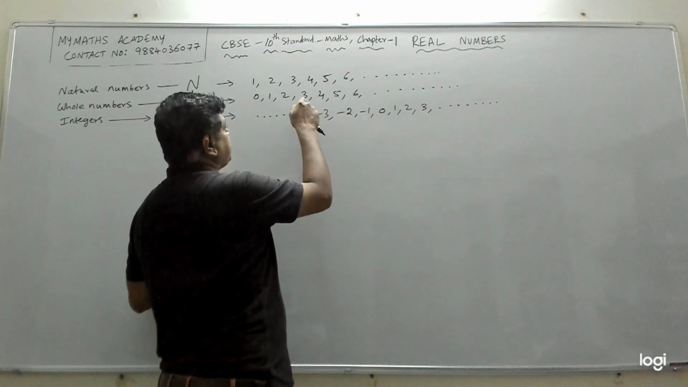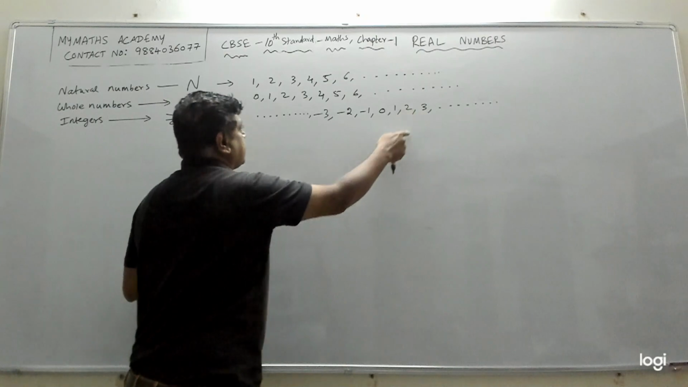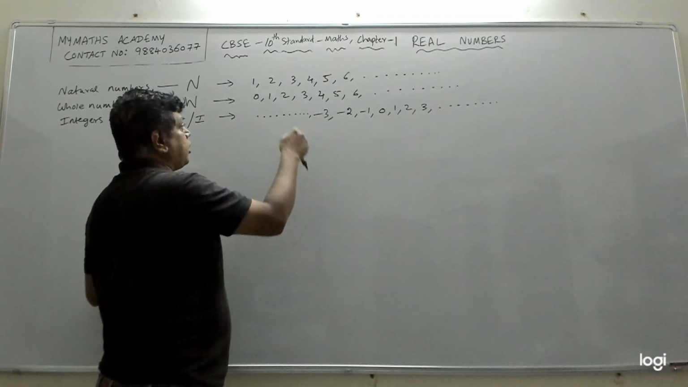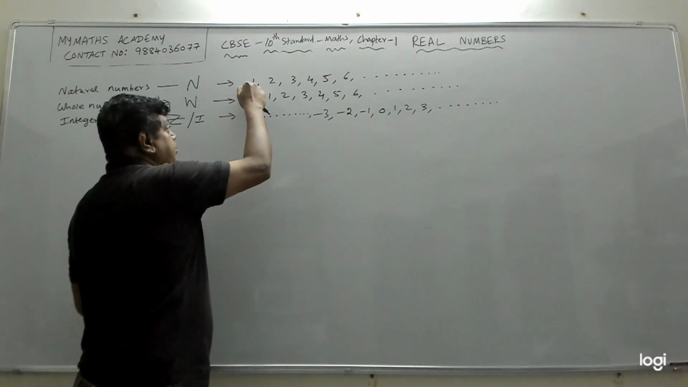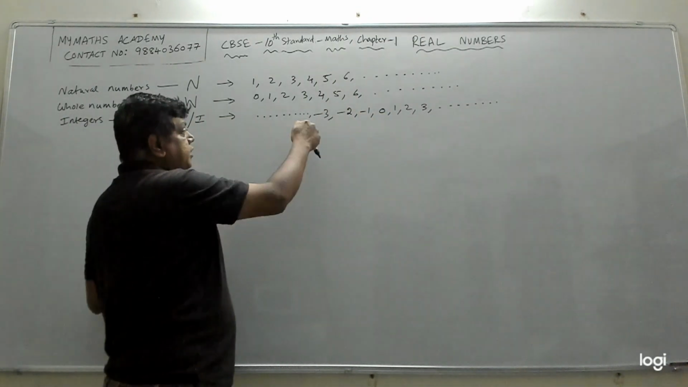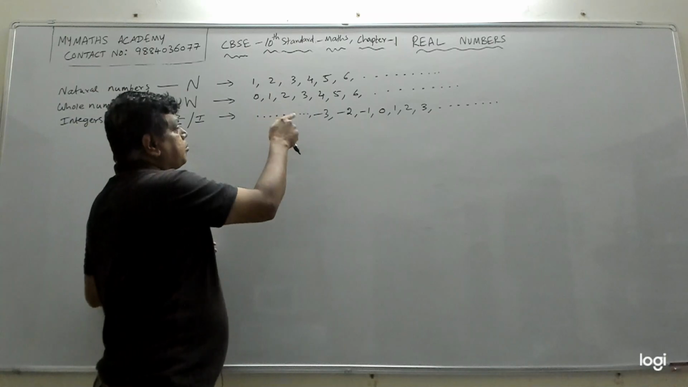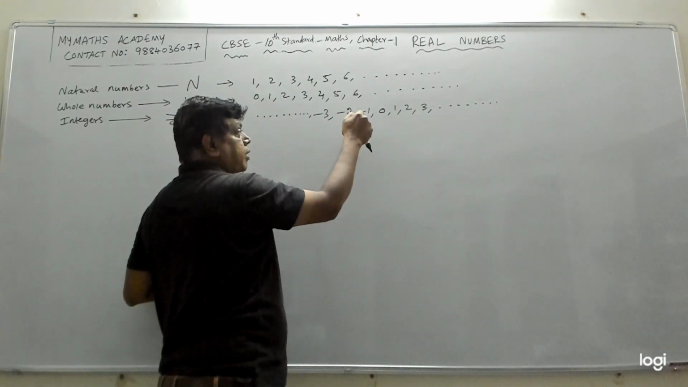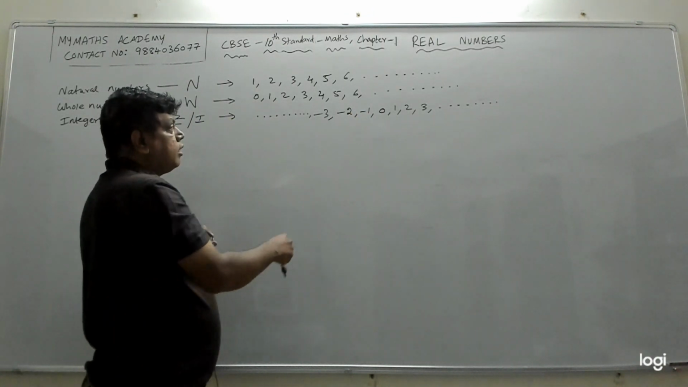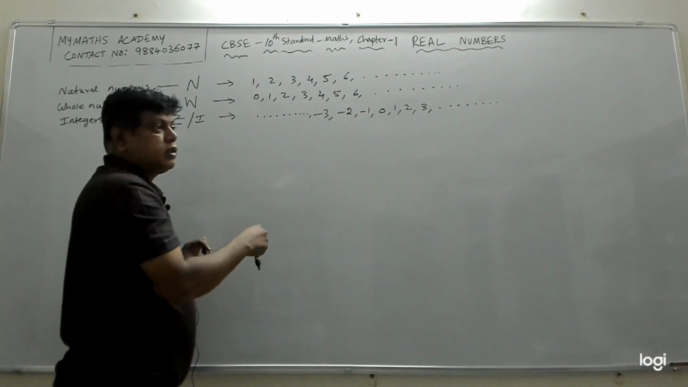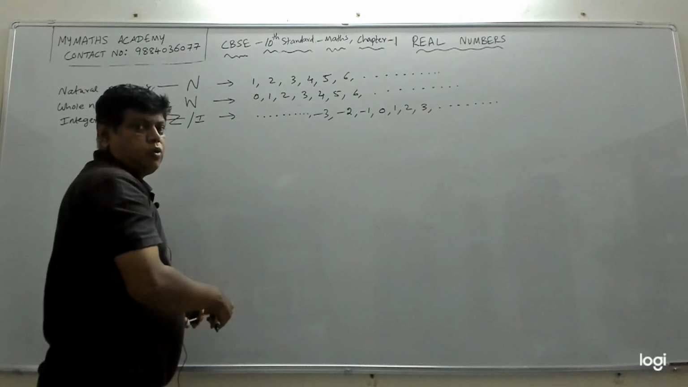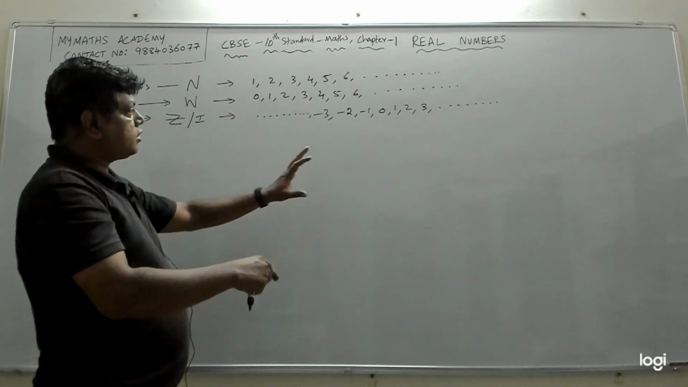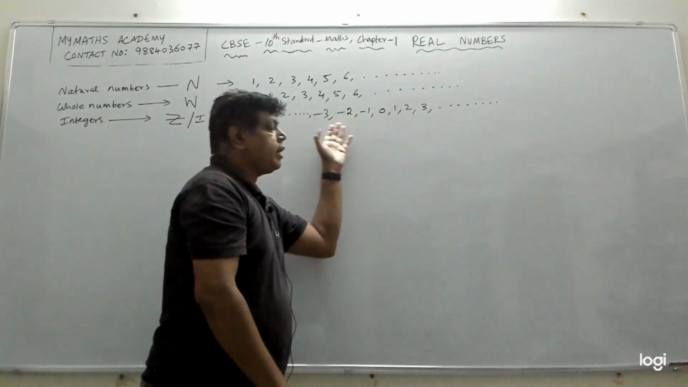Suppose if I take 3, 3 is a whole number, but 3 is also an integer. 2 is a whole number, 2 is also an integer. 0 is a whole number, 0 is also an integer. So every whole number is an integer. Even every natural number is an integer. But every integer is not a whole number or a natural number. 0 is an integer, it's a whole number also. But minus 1 is an integer, but minus 1 is not a whole number. Similarly, minus 2 is an integer, but minus 2 is not a whole number, because whole numbers and natural numbers don't have negative numbers. So integers are a collection of positive numbers, 0, and negative numbers.